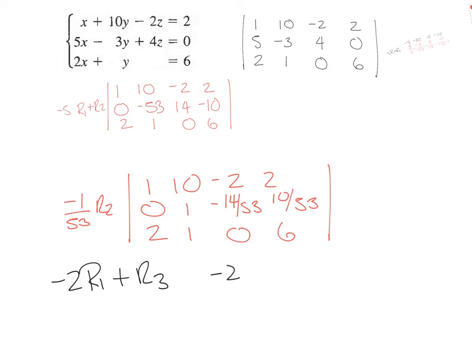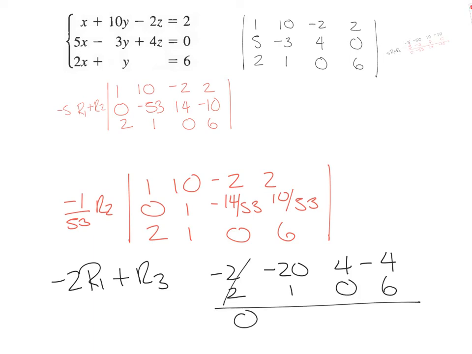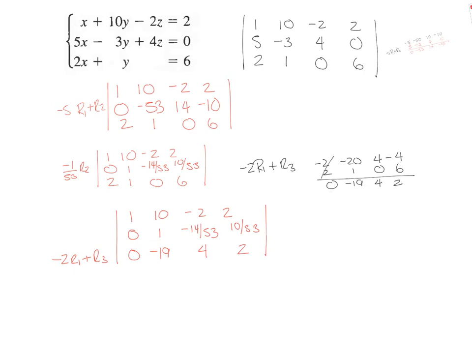Negative 2, negative 20, positive 4, negative 4, and we're combining that to 2, 1, 0, 6. This reduces and we get 0, negative 19, 4, and 2. Okay. So this is my matrix reordered just like that. Again, let's recap. I want a 0 here, so I multiplied this row by negative 2. So row 1 times negative 2, got this. Added it to row 3, got this. So that's my new row 3.